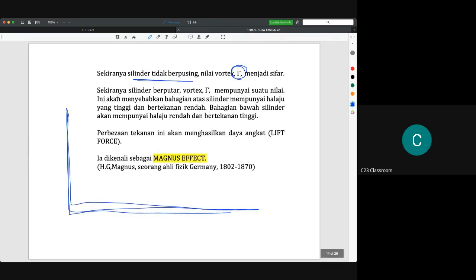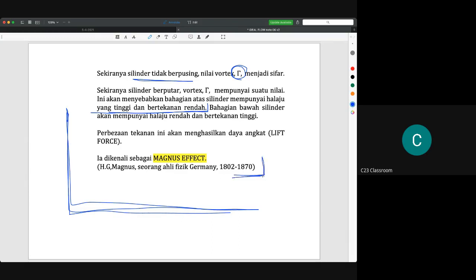Okay. So sekiranya silinder berputar, membawa maksud nilai vortex mempunyai satu nilai, ini akan menyebabkan bahagian atas silinder mempunyai had laju yang tinggi dan bertekanan rendah. Yang ini saya rasa awak faham, ia adalah reflecting the Bernoulli equation. When the velocity is high, the pressure is low. Bahagian bawah silinder akan mempunyai had laju yang rendah dan bertekanan tinggi. Perbezaan tekanan ini akan menghasilkan daya angkat lift force. Dia juga dikenali sebagai Magnus effect.